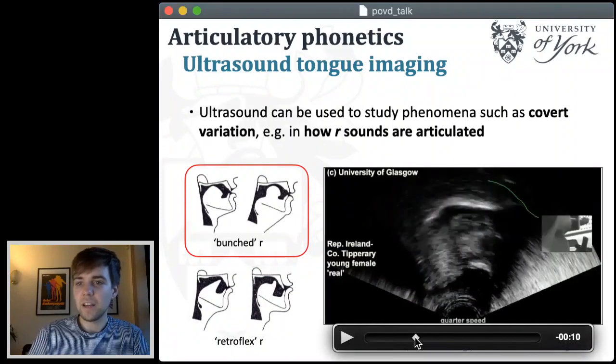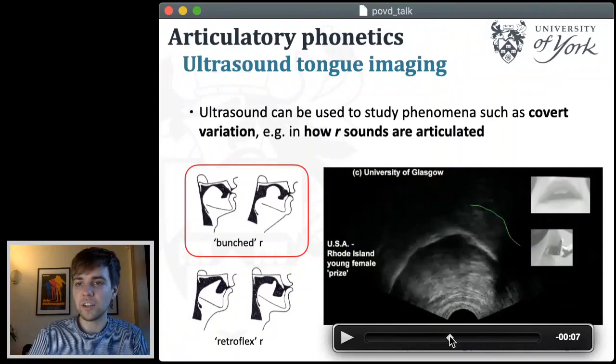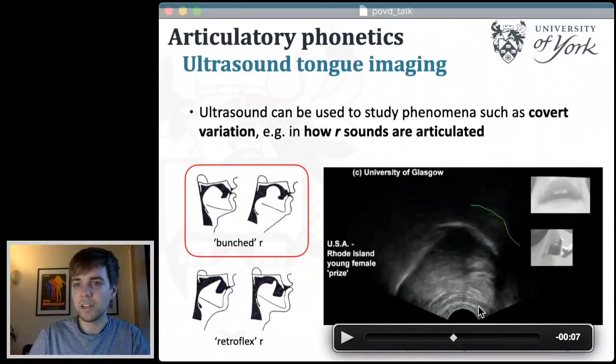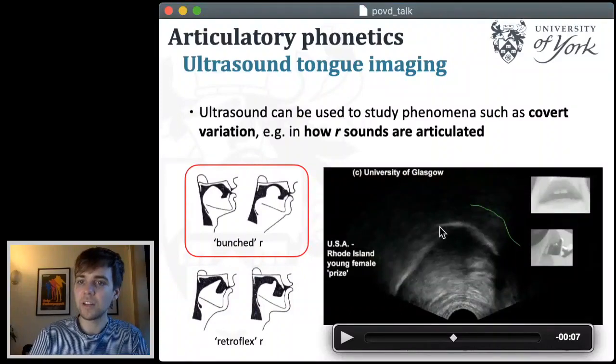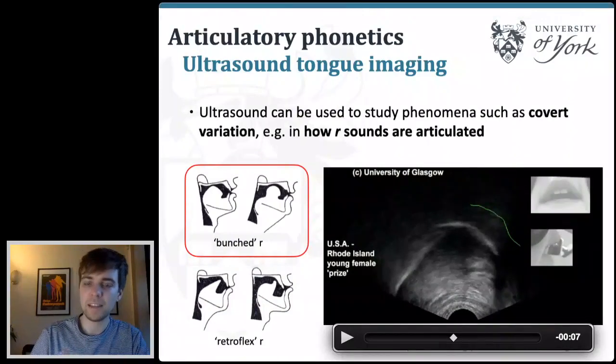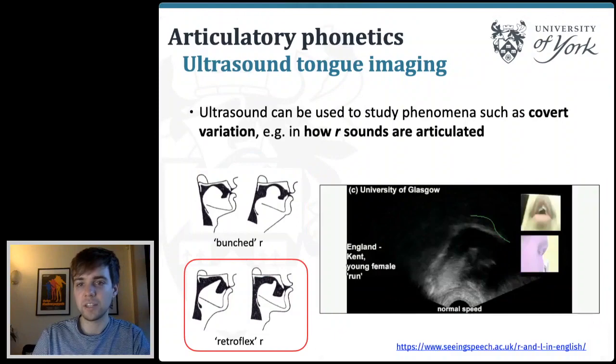So again, don't forget, we're looking at the tongue. Let's just pause it at a good point. The tongue tip here facing down, the body of the tongue bunching up. So quite a kind of characteristic shape of the tongue there.